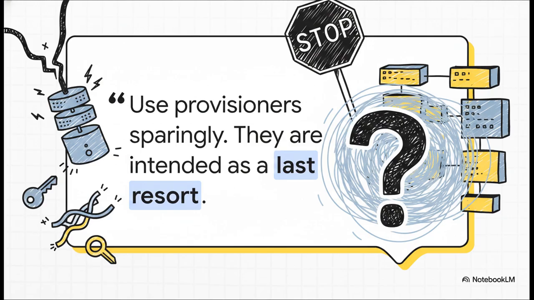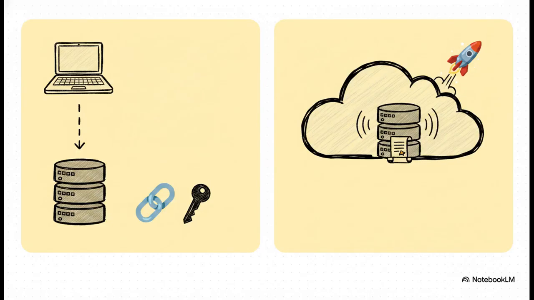Why? Well, think about it. They rely on a separate SSH connection from your machine to the new server. That has a whole new layer of complexity. If your network hiccups or your SSH keys are wrong, the whole thing just falls apart. It's fragile. So the pro move is to always lean on native cloud features when you can.